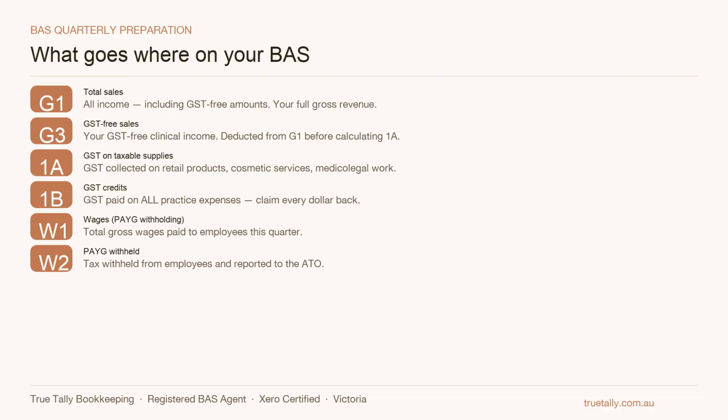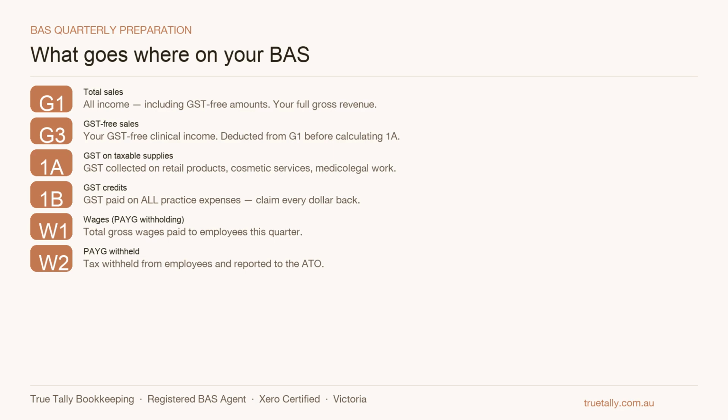In Xero, the correct tax codes are BAS Excluded or GST-Free Income for clinical dental services, GST on Income for the retail product sales and cosmetic-only services, and GST on Expenses for all practice expenses where you are claiming the input tax credit. If your bookkeeper has set clinical services to the wrong tax code, your BAS will overstate or understate both your GST on sales and your total supplies.